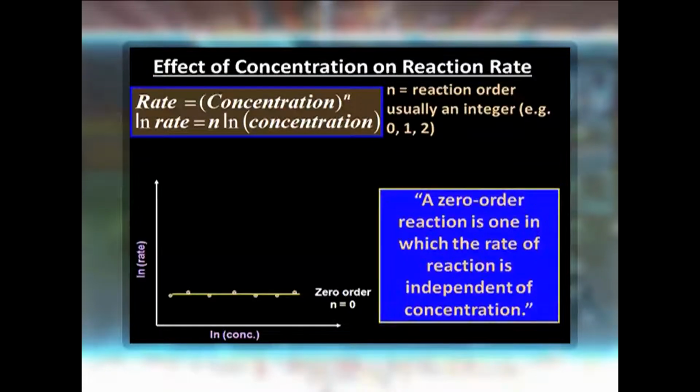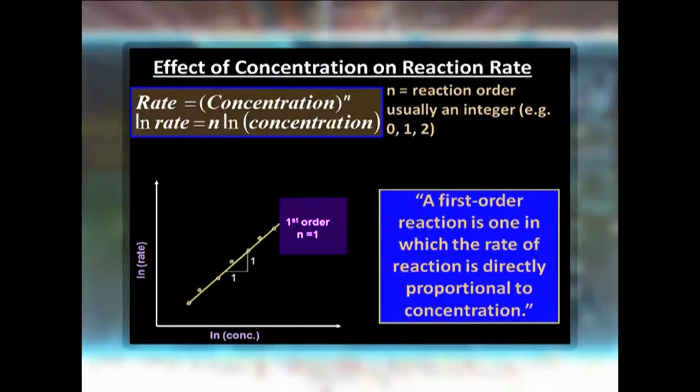A reaction is called a zero order reaction when the rate of the reaction is independent of the concentration. N equals 0 in case of a zero order reaction. If we plot the log concentration of the reactant on the x-axis and log rate of reaction on the y-axis, then for a zero order reaction we get a straight line parallel to the x-axis. That means the rate of reaction is independent of the concentration of the reactants.